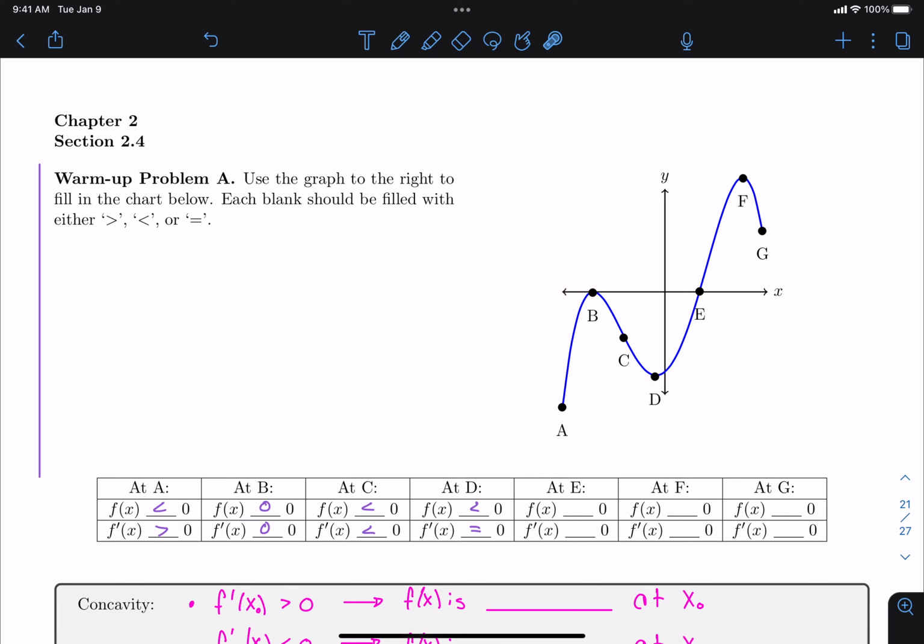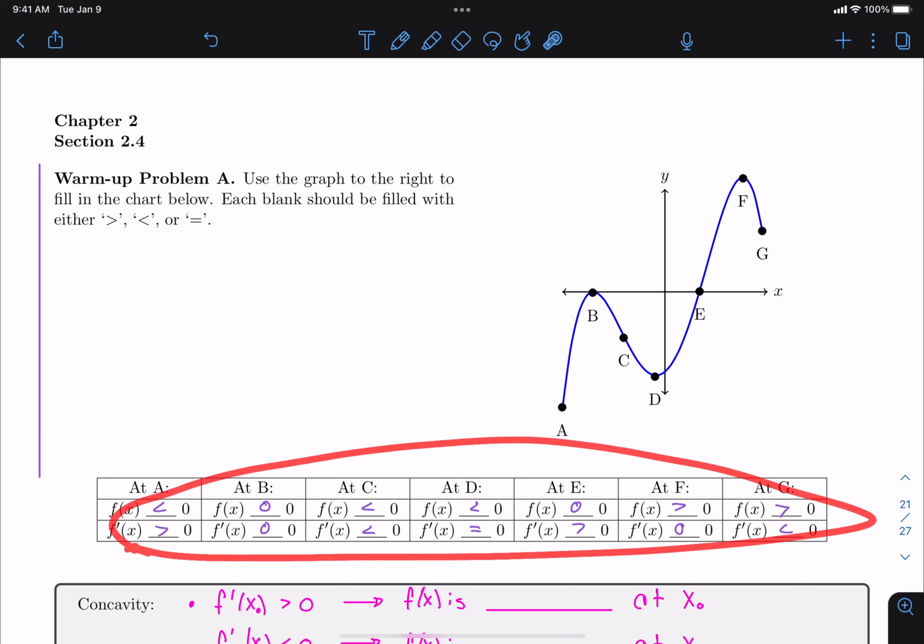Okay, and so on and so forth. I'm just going to go through the rest of these. 0, positive. At F, we've got positive, 0. G, we've got positive, negative. Okay, so we can get all the different permutations, all right?